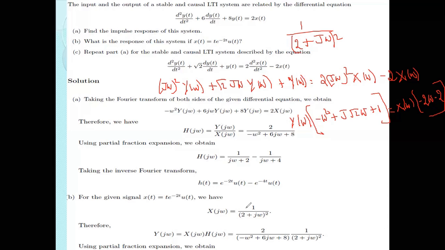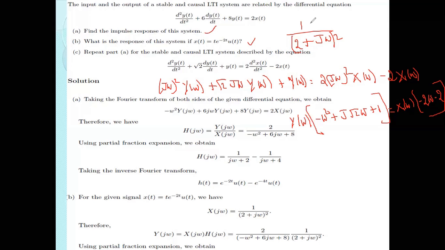For this, the first one is shown as d square y of t by dt square. The function is d square y of t, which becomes omega square y of omega plus 6 into y of omega and 8 into y of omega, equal to 2 into x of omega. What is x of omega? It is 1 by 2 plus j omega whole square. Find the impulse response of the system and what is the response of the system if x of t is equal to t into e power minus t mu of t. And the third one is to repeat part A for a stable and causal linear time invariant system.